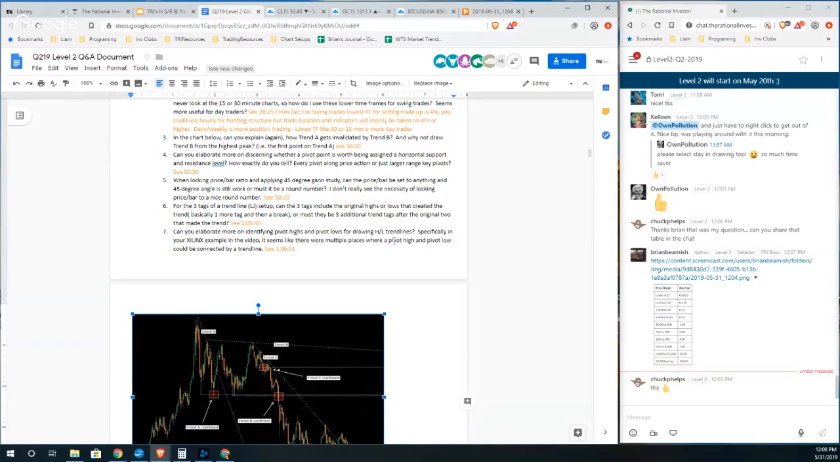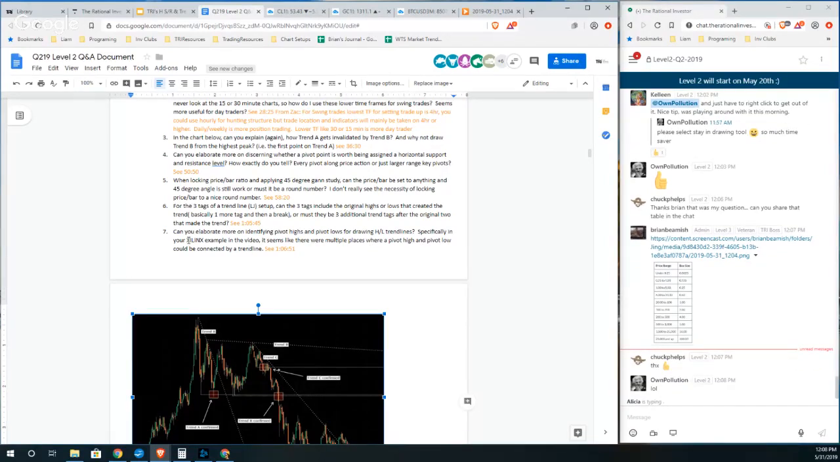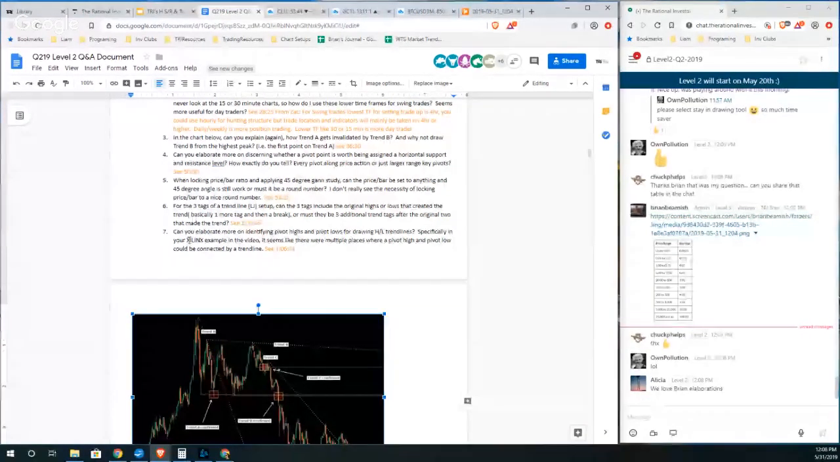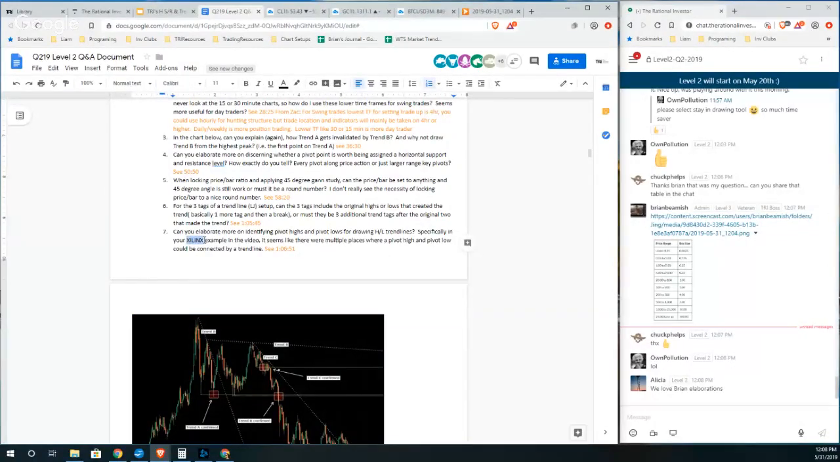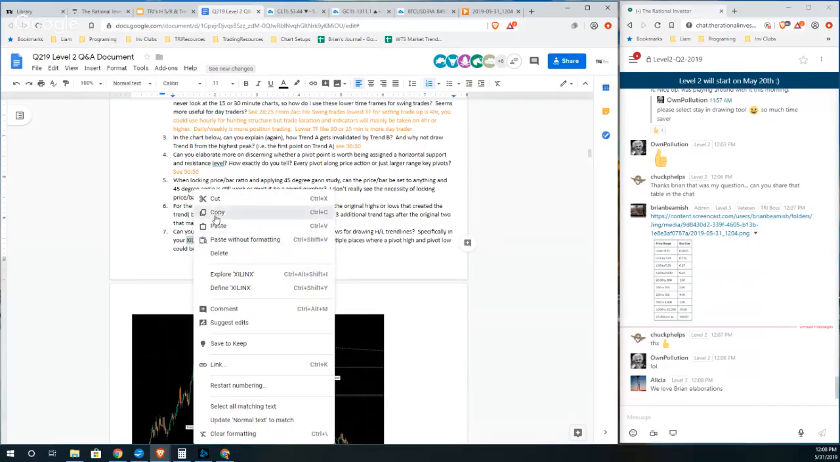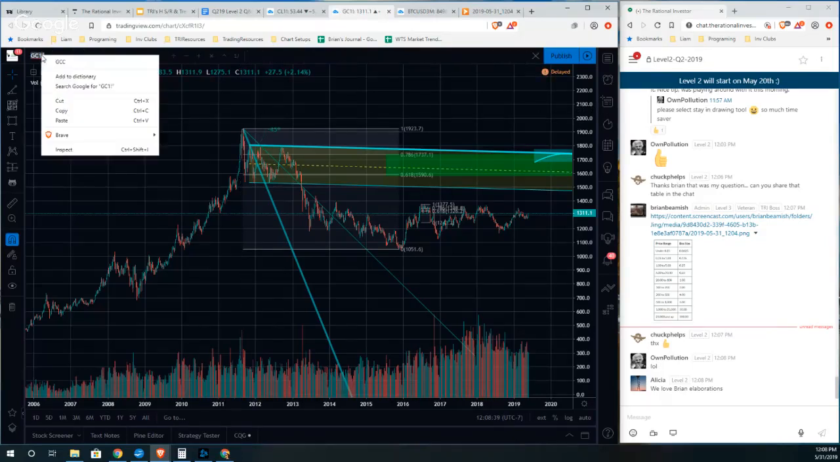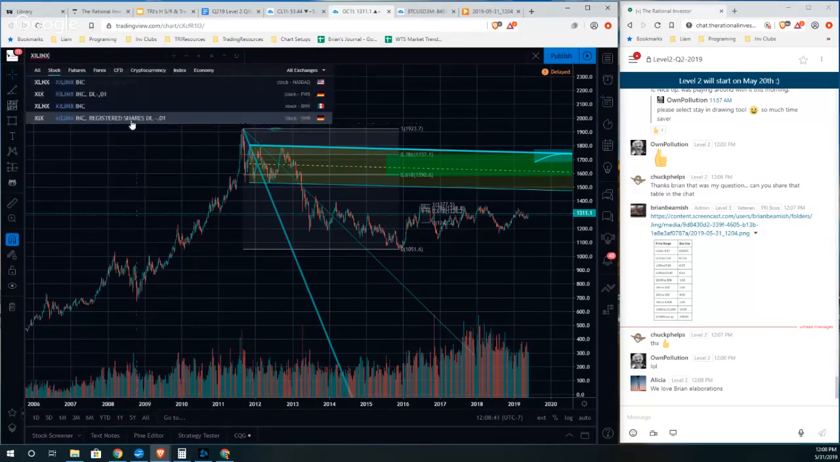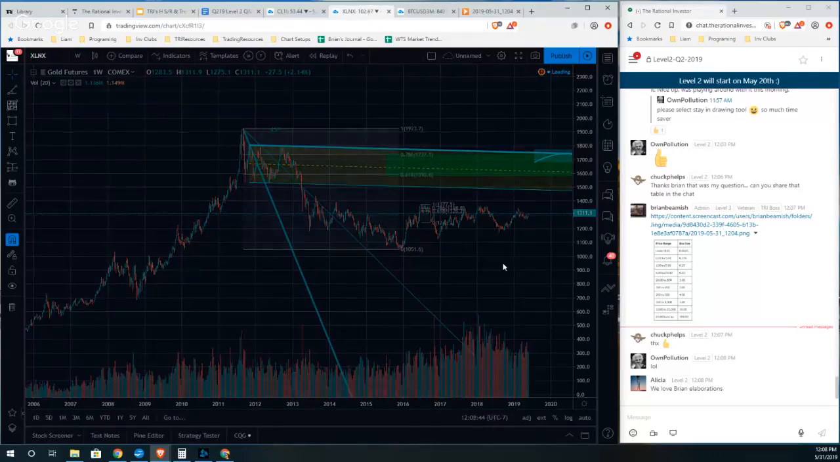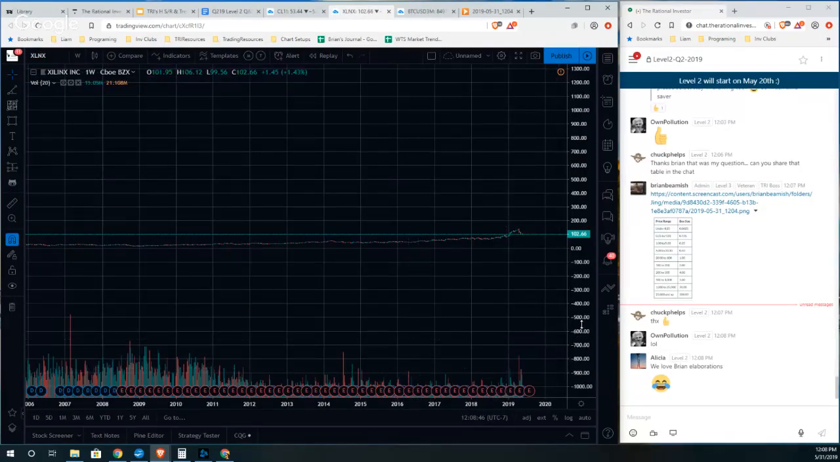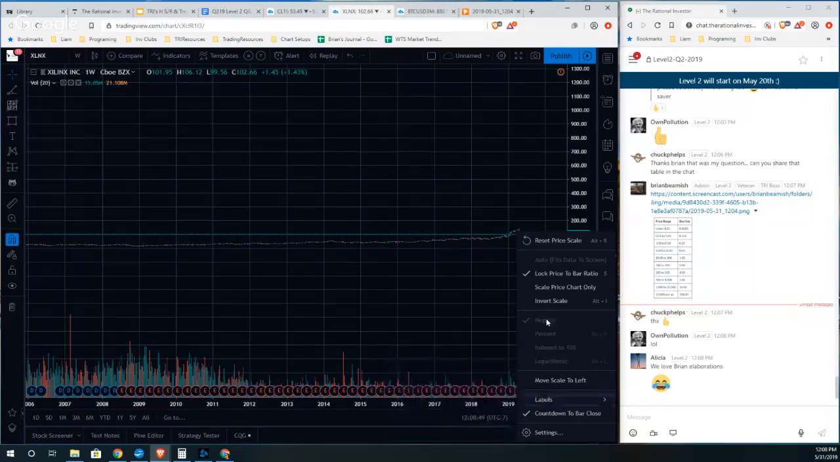The question mentions seeing in multiple places where pivot highs and pivot lows could be connected by a trend line, on Xilinx. So I would prefer for these sessions that you pull up the chart of Xilinx and you say, can you please tell me where you would place the high-low trend lines? So if we just type this in here, okay, there is the chart. All right, we will go like that.